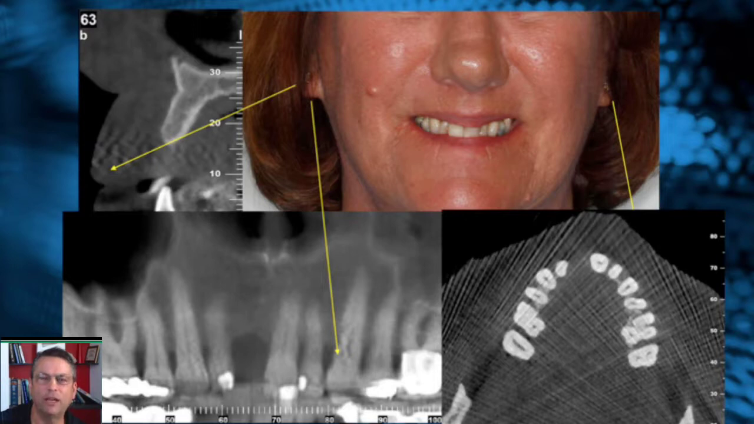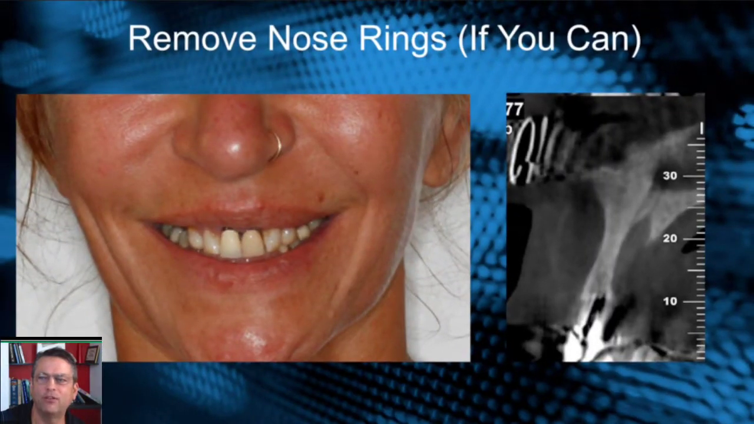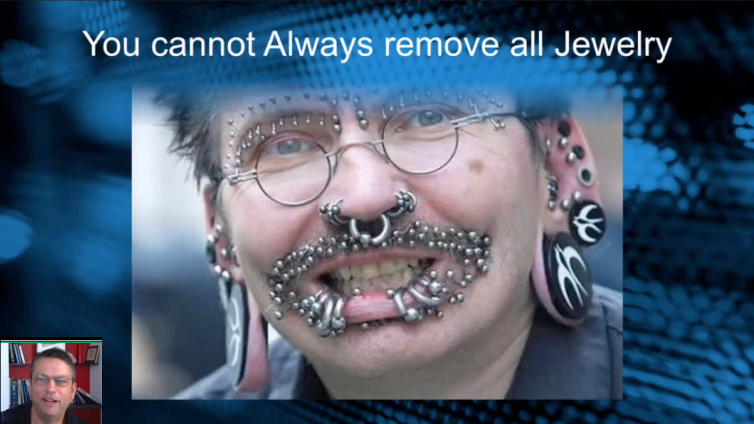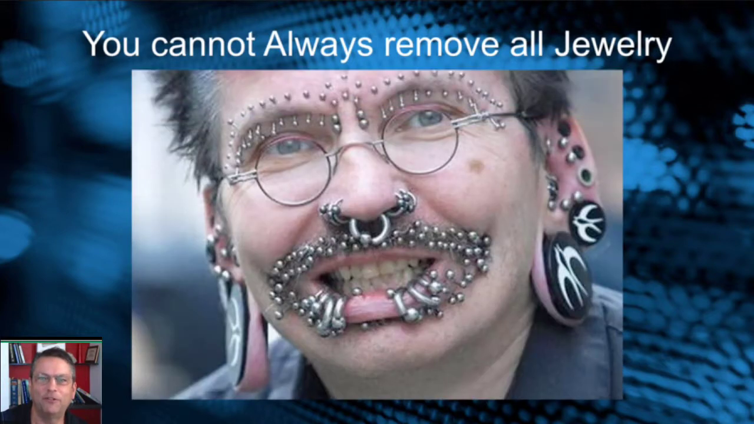So when we take our scans, try to get everything removed as much as possible. Earrings, nose rings, tongue rings, everything that you can to get rid of that noise. There are times when you can't always remove the earrings and the jewelry, and that's what you have to deal with. So the point being, do the best you can about getting rid of as much metal artifacts as you can.